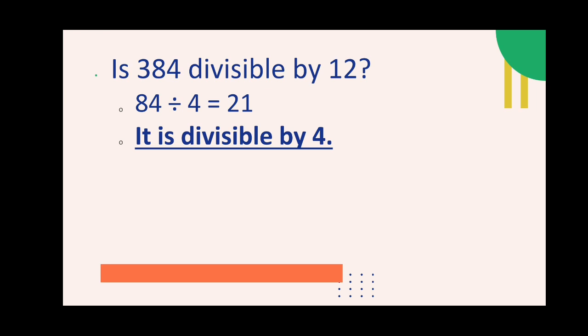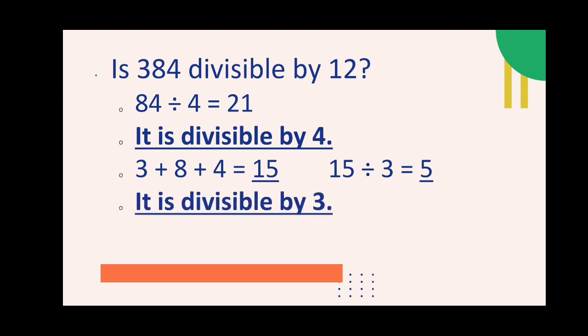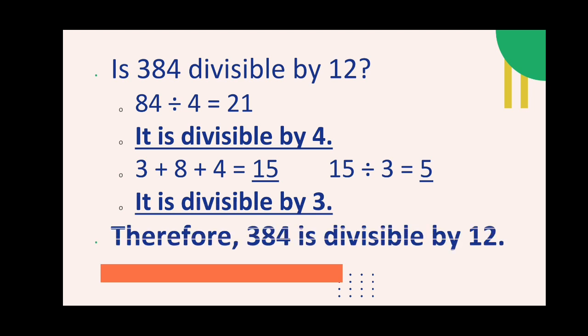Now this time, i-check naman natin kung divisible ba siya by 3. Let's add all the digits and divide by 3. 3 plus 8 plus 4 equals 15. And 15 divided by 3 equals 5. Since walang remainder, therefore, it is divisible by 3. Since parehong divisible by 4 and 3 ang 384, that means it is also divisible by 12.